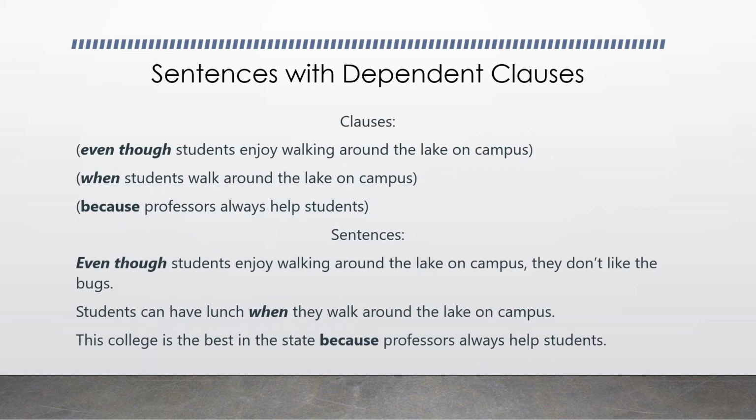Let's look at some sentences with dependent clauses. You have a dependent clause starting with even though, when, and because. If you put a full stop at the end of this clause, you're going to make a mistake which is called fragment. In order to make a complete sentence, you need to add at least one independent clause to a dependent clause. Even though students enjoy walking around the lake on campus, they don't like the bugs.